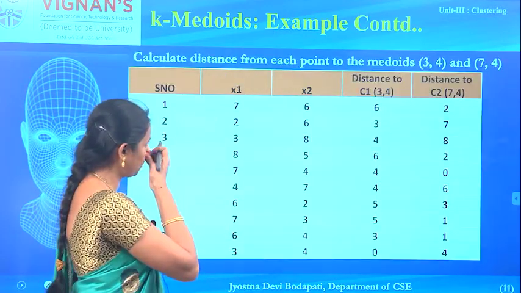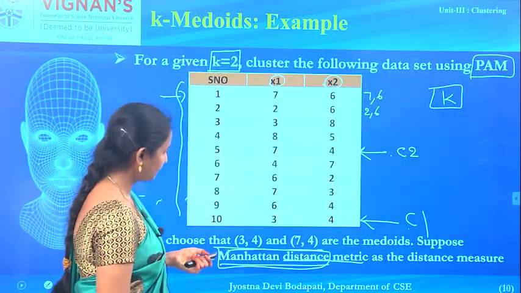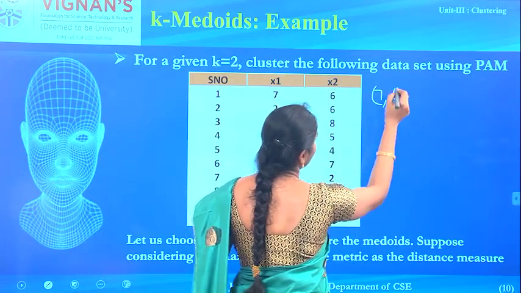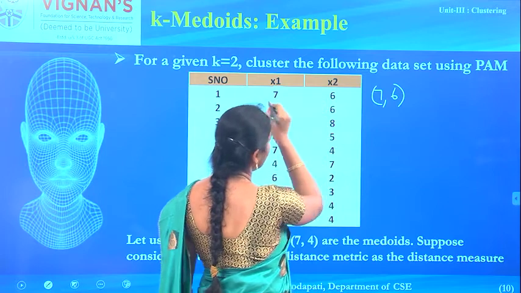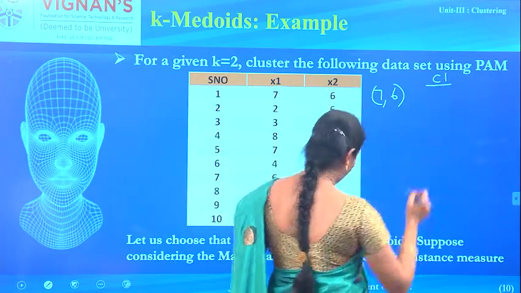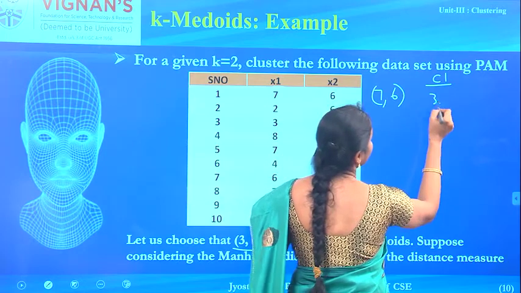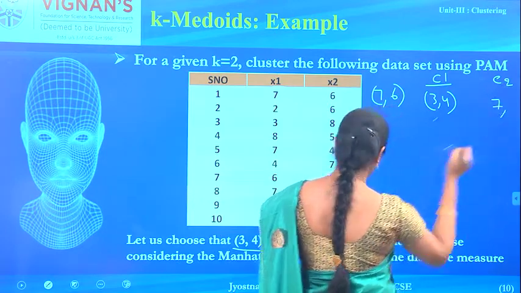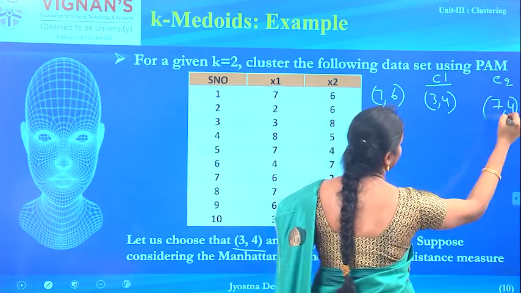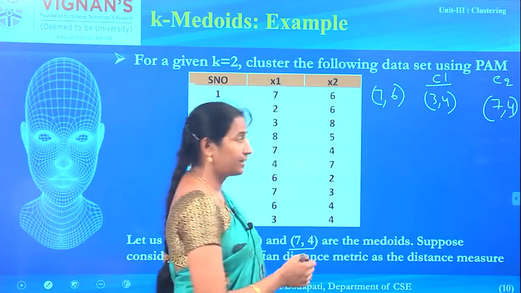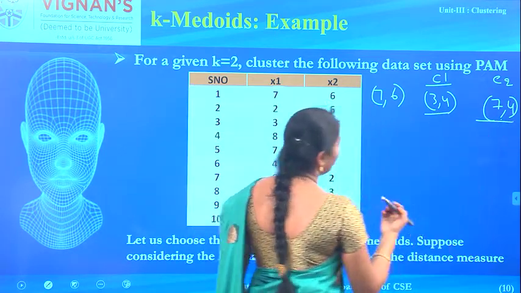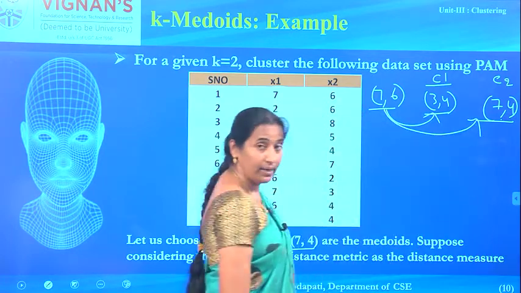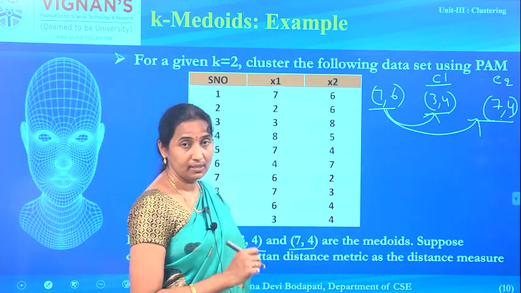And now let's identify the Manhattan distance. The given sample is 7 comma 6, and the first cluster C1 has 3 comma 4 as its Medoid, and the second cluster has 7 comma 4. 3 comma 4 and 7 comma 4 are the two Medoids that we are selecting. So once these two are selected, you need to assign this sample to either the first Medoid or the second Medoid, and for that we are going to use the Manhattan distance as the distance measure.